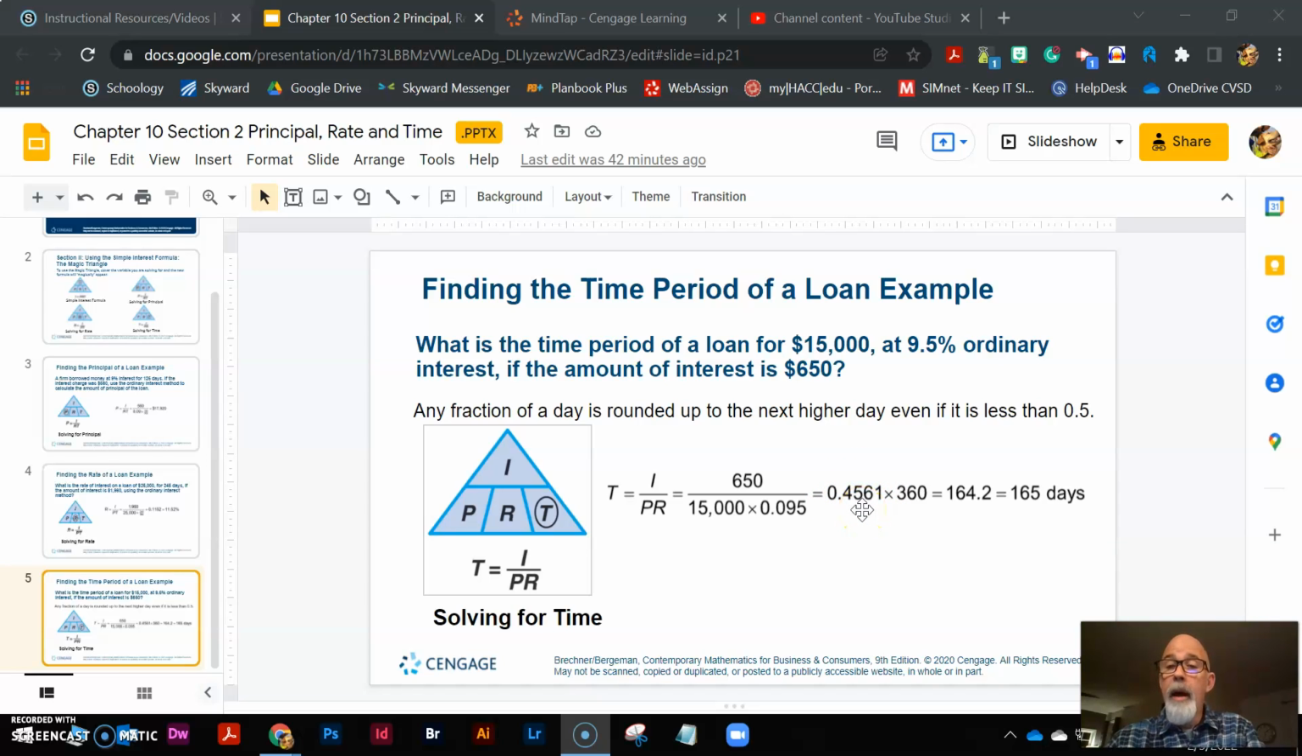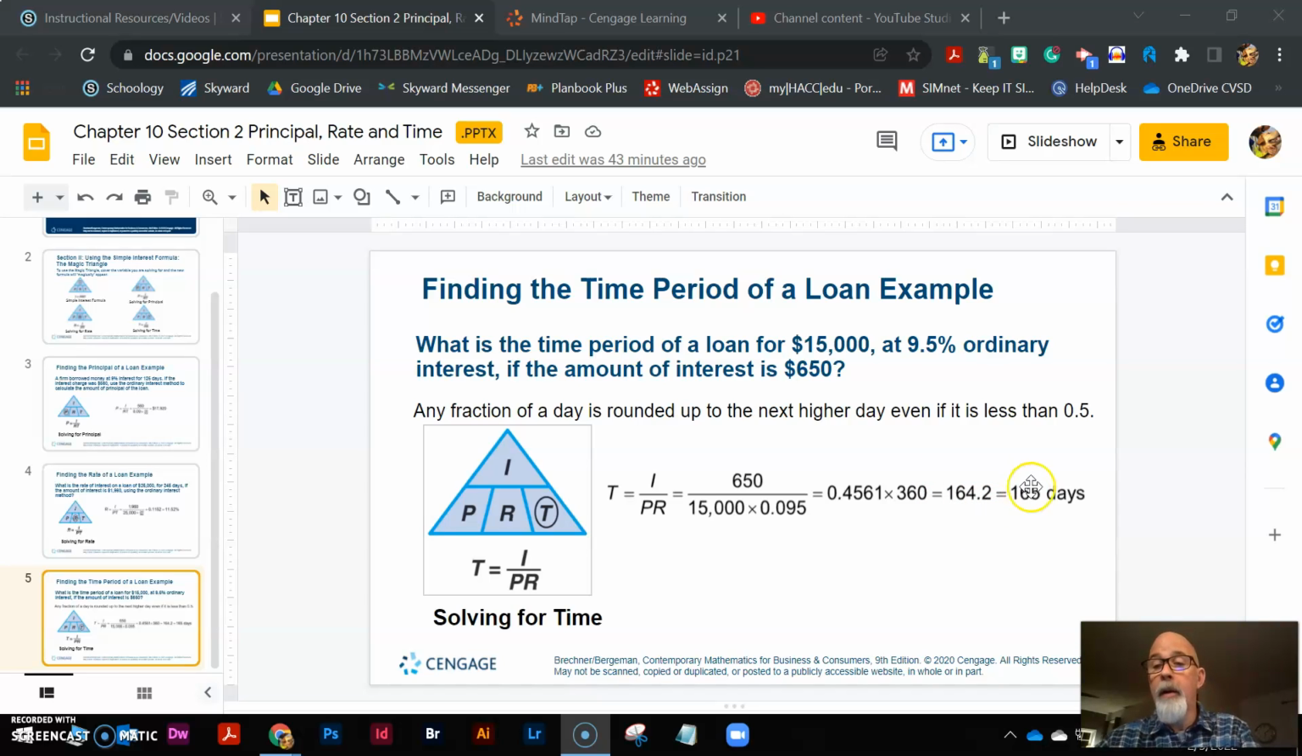Now, because the question is, what is the time period of the loan, and again, they use this word ordinary, right away you know they're looking for number of days. So what you have to do is take this answer and multiply it by 360. If it said exact, that would be 365 here. So again, 164.2.